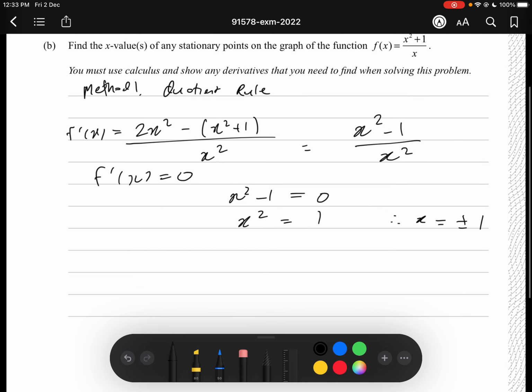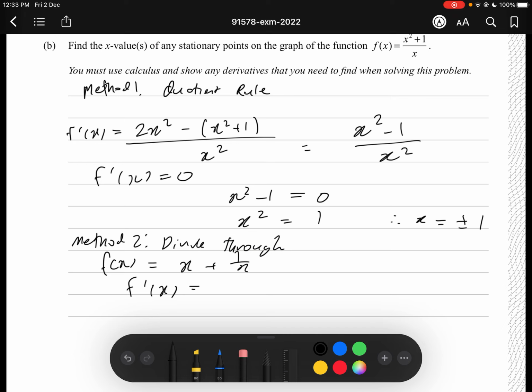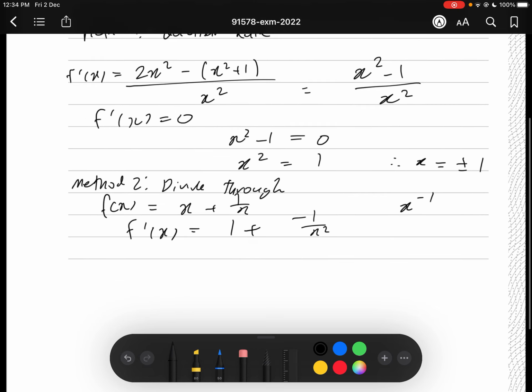Similarly, we can also rewrite f of x, so method 2, divide through. We could also rewrite f of x as x squared over x, that's just x, plus 1 over x. And if we want to find the derivative of this, we get f dash of x is equal to the derivative of x, which is 1, plus the derivative of 1 over x. 1 over x is equal to x to the power of negative 1, and then you just use the power rule, so this will just be negative 1 over x squared. Similarly, we make it equal to 0, so 1 over x squared equals 1, so x squared equals 1, so x equals plus or minus 1.